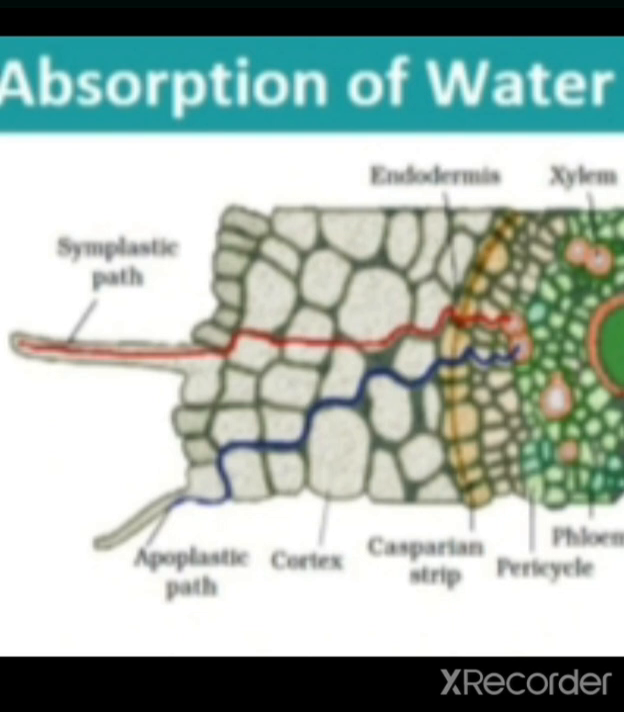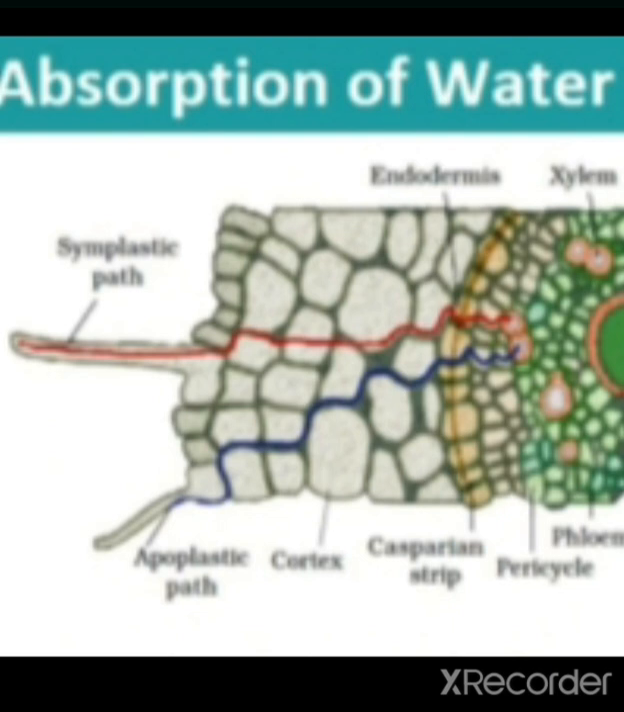Most of the water flow in the root occurs through the apoplast, since the cortical cells are loosely packed, so water can move without resistance. However, the endodermis is impervious to water due to the Casparian strip.